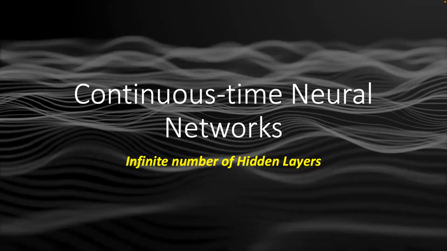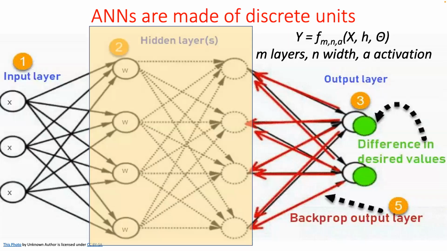Neural networks are known for a huge number of parameters corresponding to the huge number of hidden layers of neurons. But surprisingly, as the number of hidden layers tends to infinity, the number of parameters drastically comes down. So let us see what it means to have an infinite number of hidden layers. We all know artificial neural networks are made of discrete units. The shaded box captures a representation of the input data, right? So this is the input data, and this shaded box captures a representation of that data.